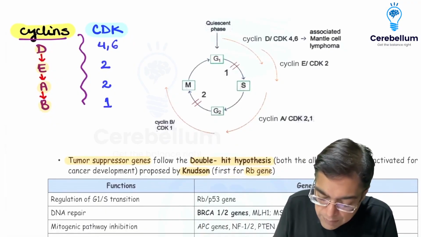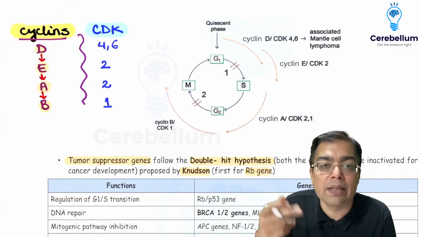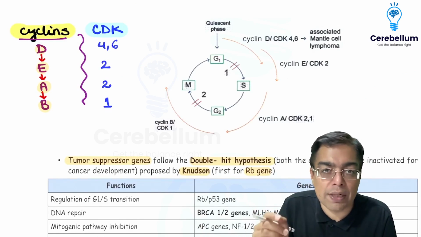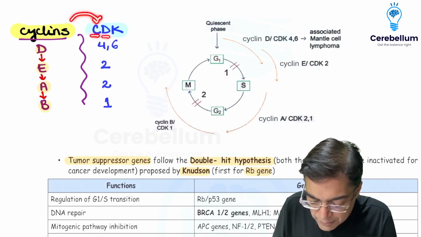Now, cyclins are examples of proteins which are going to be appearing off and on. They appear intermittently, so they appear cyclically. Whenever they appear, they activate certain enzymes which are called kinases. So, these enzymes are called CDKs, cyclin-dependent kinases.